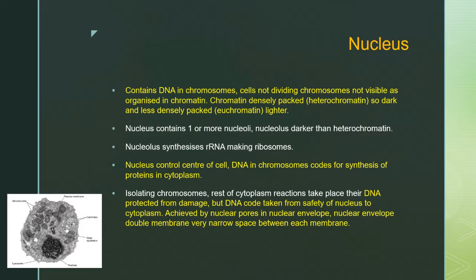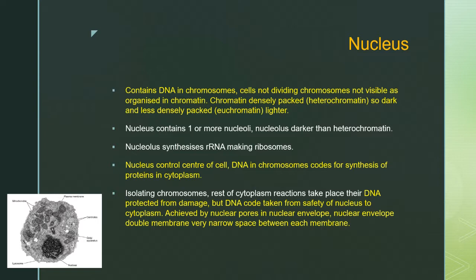We're basically going to go through all the different things you'll find in the cell, all the different organelles. So let's start off with the nucleus. This contains DNA and chromosomes. In cells that are not dividing, chromosomes are not visible, as they're organized in chromatin. Chromatin that is densely packed is heterochromatin, and so it's dark. But the less dense chromatin is called euchromatin, and this is lighter. A nucleus will contain one or more nucleoli, and the nucleolus will be darker than the heterochromatin. So you'll be able to see in the bottom left of the diagram, which makes it a little bit clearer for you to understand, the nucleus there is the black blob.